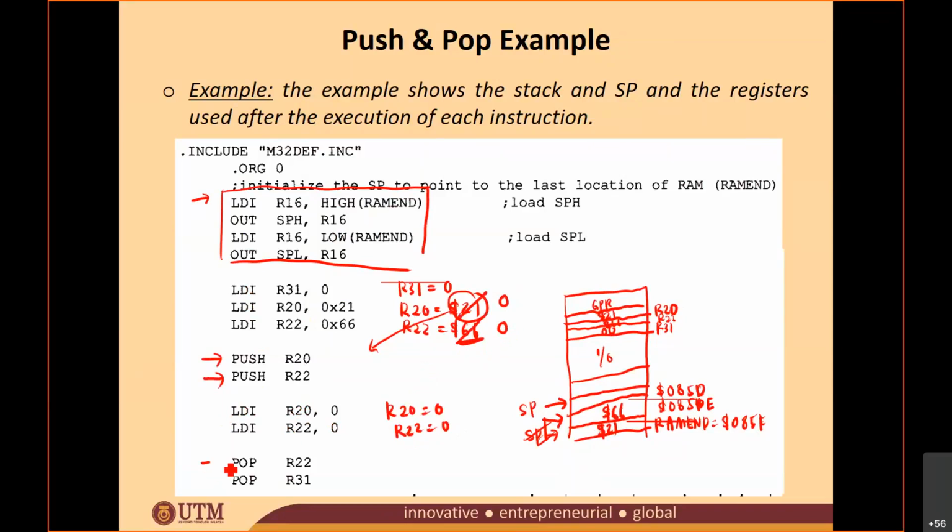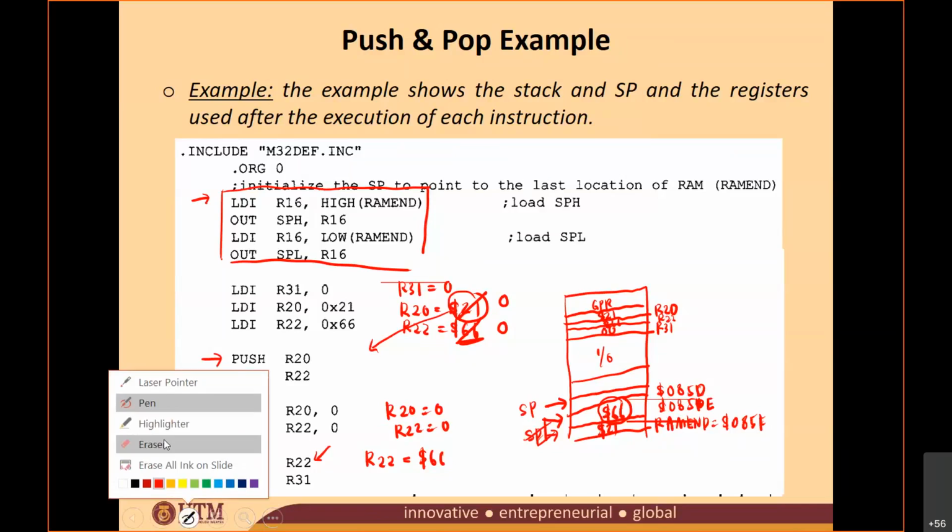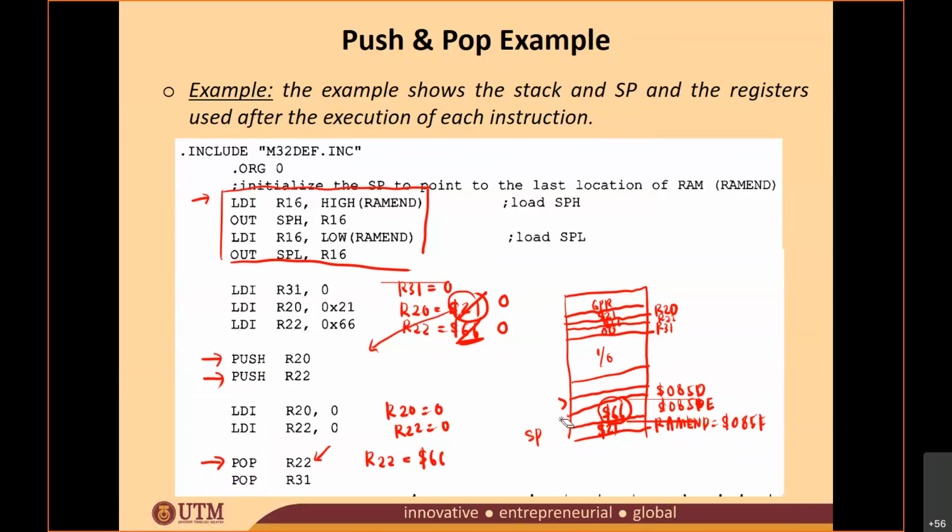Next, pop R22 means that I want to retrieve the data from the stack and put it to my R22. So R22 will have the value of the last data that I put to my stack, which is 66. So 66 will be loaded to R22, and my stack pointer increments by 1. So my stack pointer now, instead of pointing to 085D, now points to 085E. So I erase this one. The stack pointer now points to this address.